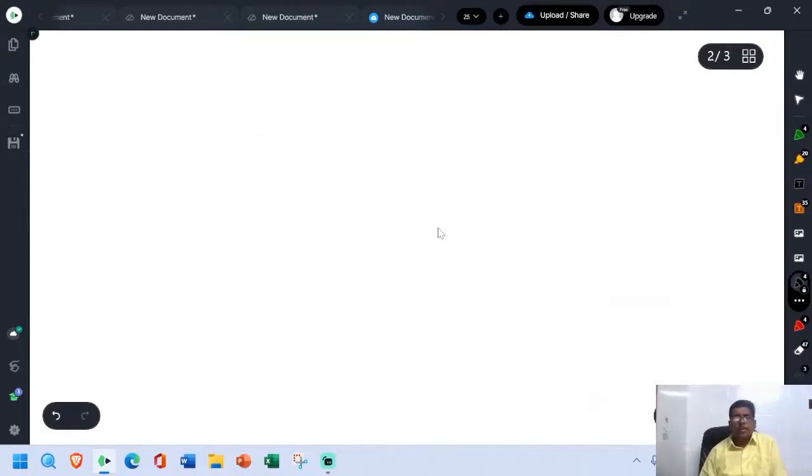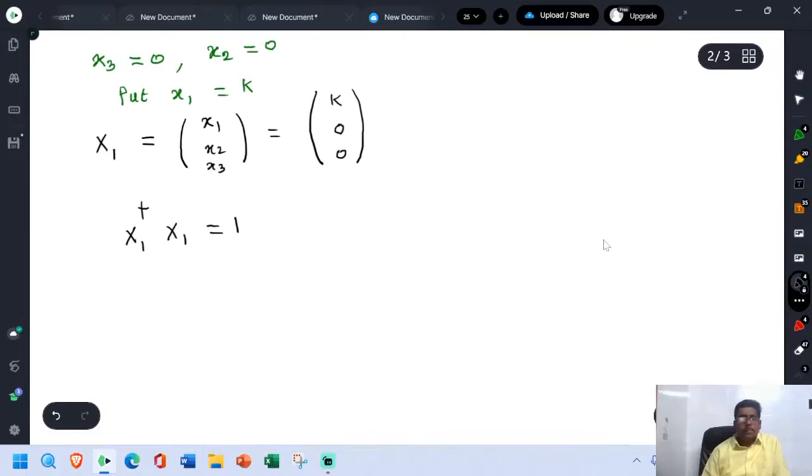Now come to our problem. Here x1 dagger, where the value of x1 is k, 0, 0. No imaginary term is present. So x1 dagger means we merely change this column matrix into a row matrix.